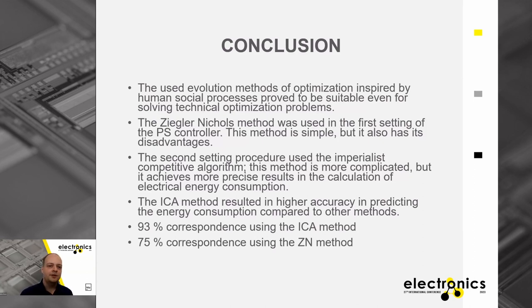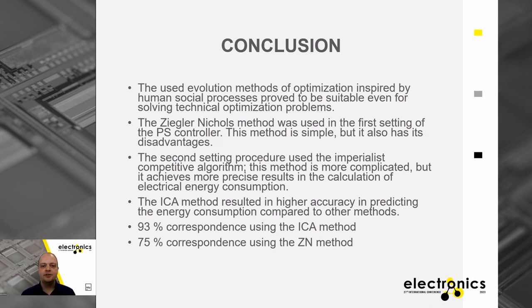The Ziegler-Nichols method was used in the first setting of the controller. This method is simple, but it also has its disadvantages. The second setting procedure used was the imperialistic competitive algorithm. This method is more complicated, but it achieves more precise results in the calculation of electrical energy consumption. The model using the setting of the controller by means of the ICA method resulted in higher accuracy in predicting the energy consumption compared to other methods.